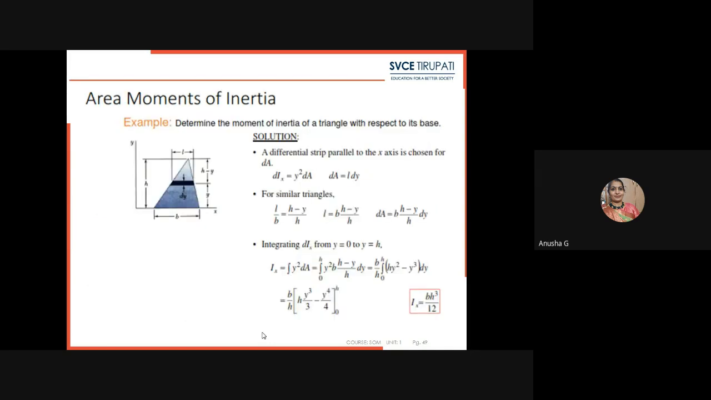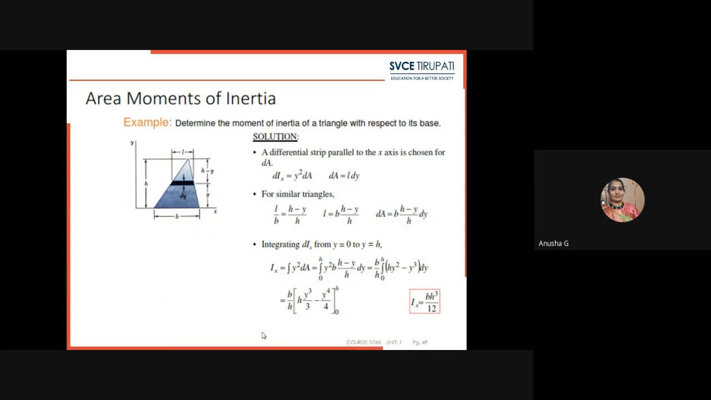Now we see the moment of inertia of the triangular section, our formula. I think all of you know this formula for the moment of inertia of a triangle with respect to its base: Ix equals bh cubed by 12. You can directly remember this formula and substitute it for a triangular section, where b is the base of the triangle and h is the height of the triangle.